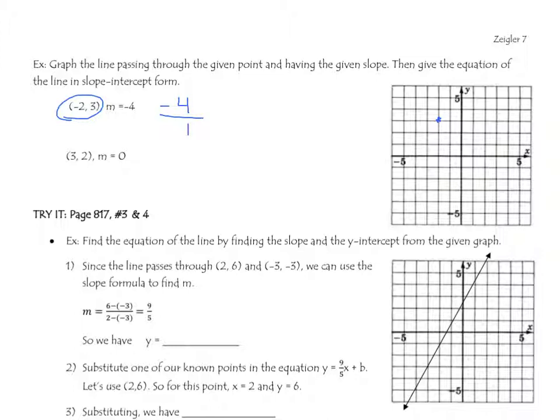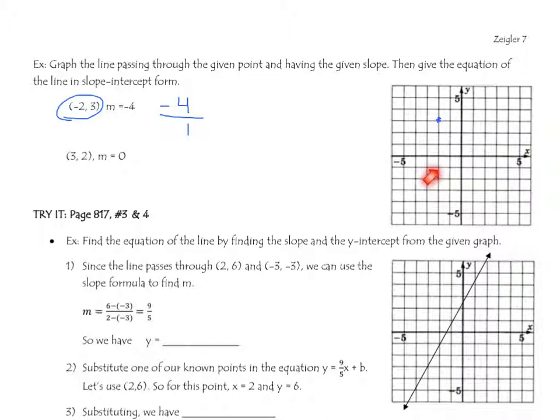So notice I've made my numerator negative and my denominator positive. You could do it the other way around, but let's see what happens when we use this numerator as negative and this denominator as positive. We're going to start at the point we plotted, and we're going to rise -4. In other words, we're going to count down 4. 1, 2, 3, 4. That's our numerator.